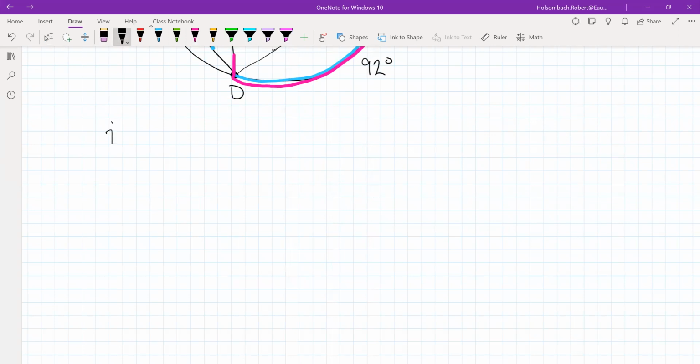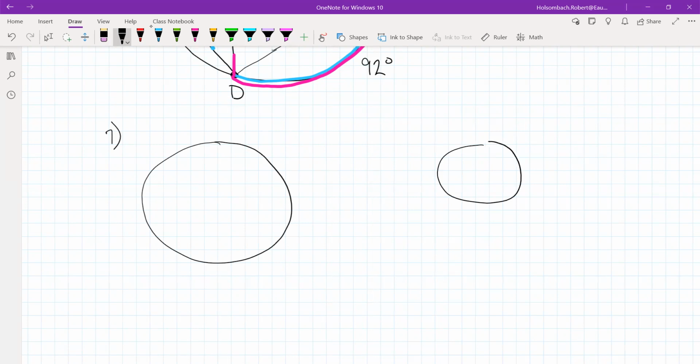Number 7. Big circle on the left, little smaller circle on the right. The big circle is circle A, and the smaller circle is circle D. We've got a dashed radius from circle A to point B, and a dashed radius from circle D to point C. B and C are connected.